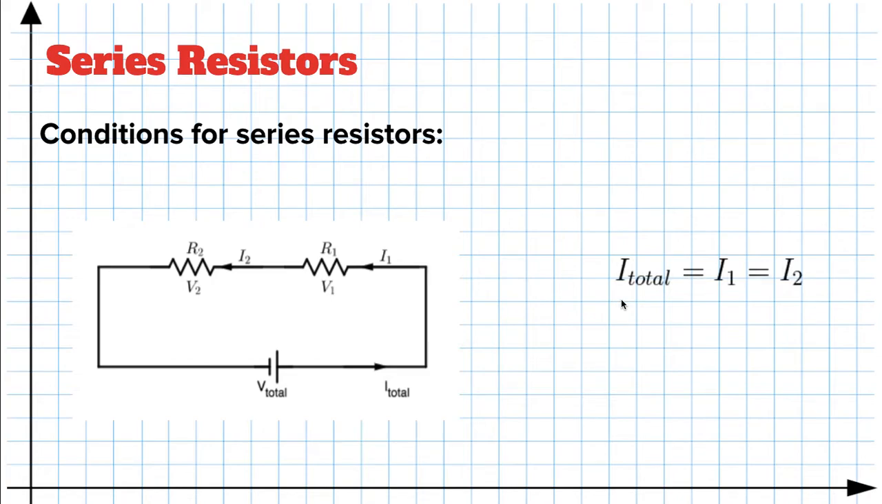So for series circuits, the currents are all the same. Whatever flows out of the battery is the same as what goes through resistor 1, and it's the same as what goes through resistor 2. The voltages add up, and the resistances add up. You figure that out from the lab. The total resistance is the resistance of one plus the resistance of the other. All right? So that's what happens for series circuits.